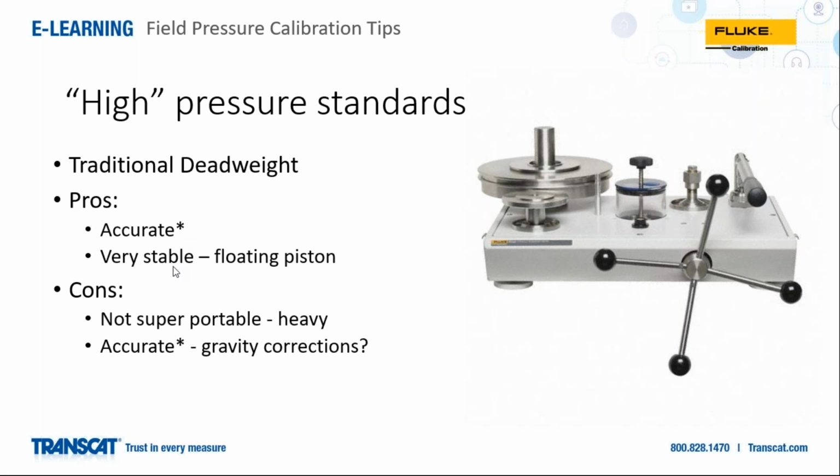Well, there's a star by that. And you see down here in the cons of this, there's a star by this. A deadweight tester's accuracy depends largely upon the gravity that it's trimmed for. So if the gravity is trimmed for a deadweight tester in one location and it's taken to another location that has a significantly different gravity value, that needs to be accounted for. Another possible downside is that they're generally pretty heavy because of the weights. It's not the most portable instrument in the world.